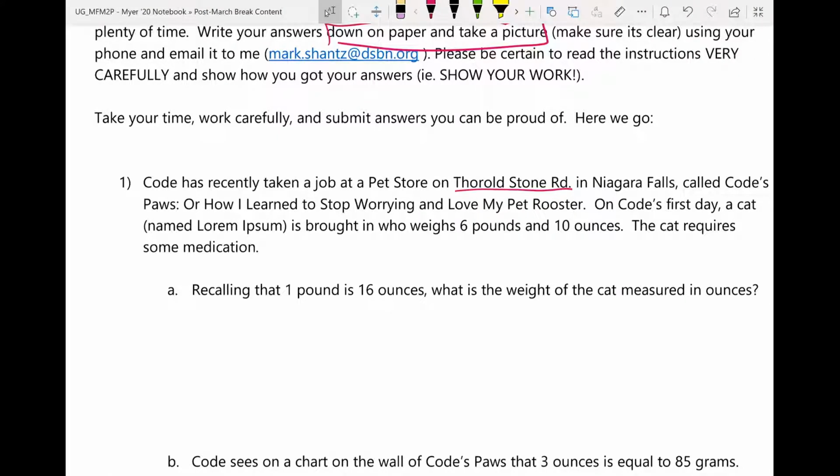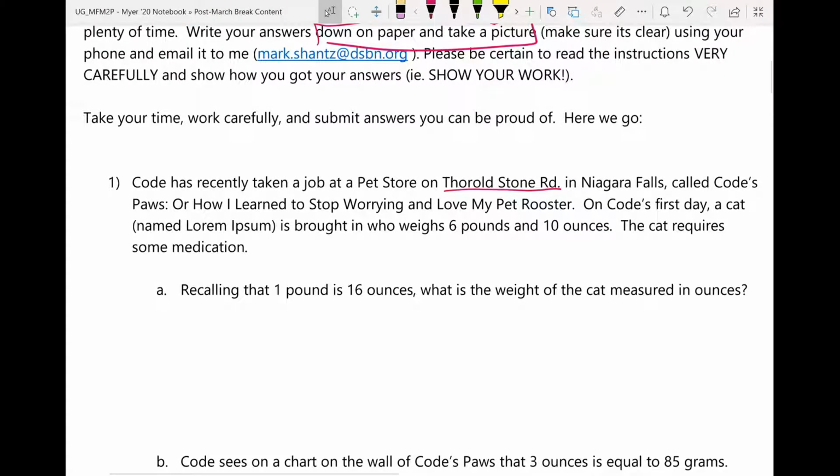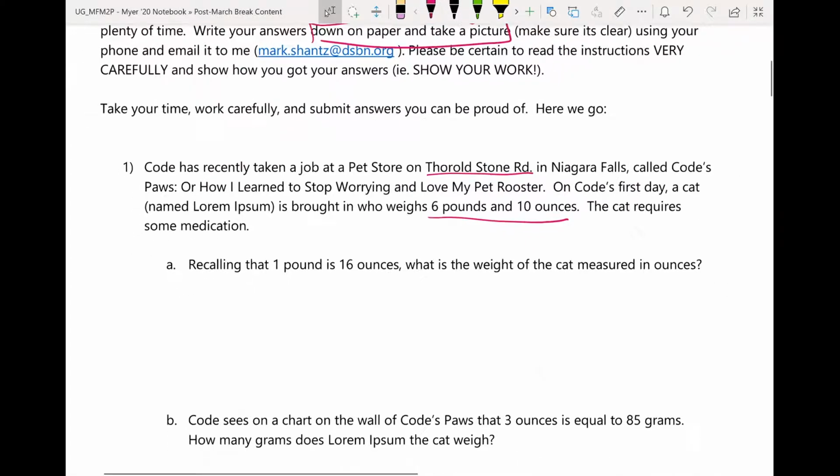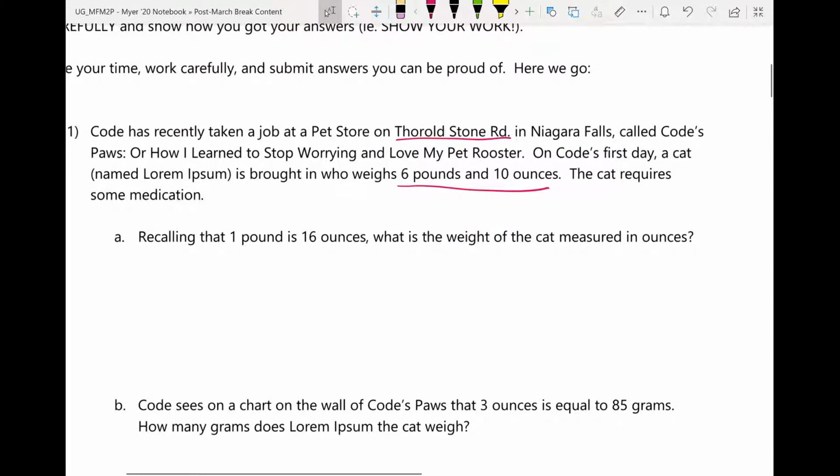So on Code's first day, a cat named Lorem Ipsum is brought in. I don't know what your cat name is, but it's not Lorem Ipsum. Damon, what did you have? Cat Damon. There you go. That's a pretty good one, I think. So it's brought in and weighs 6 pounds and 10 ounces. The cat requires some medication. If we recall that 1 pound is equal to 16 ounces, what is the weight of the cat measured in ounces?